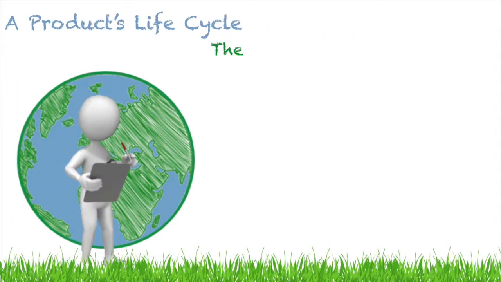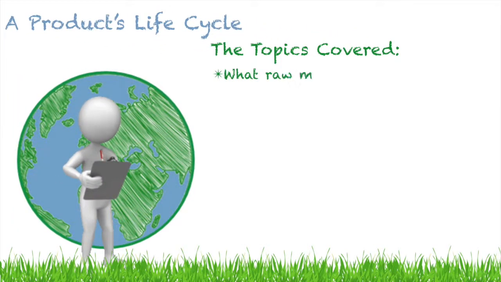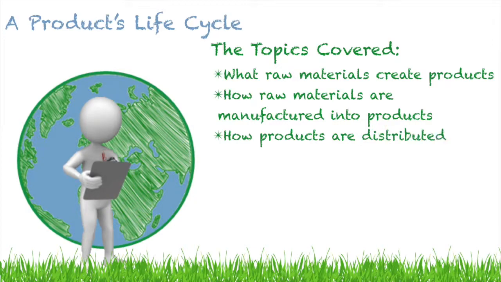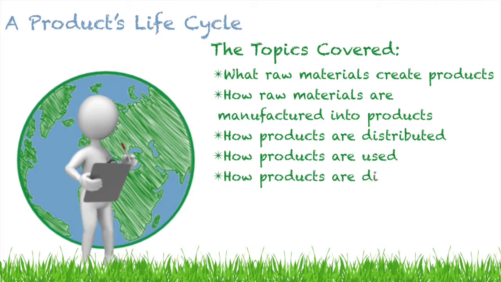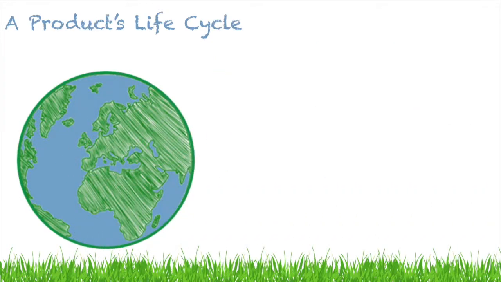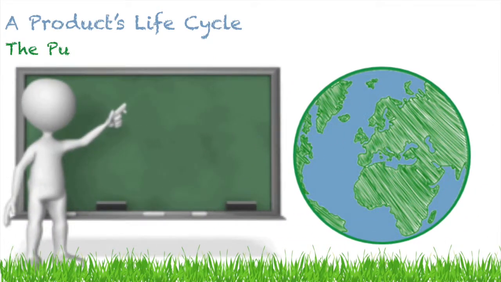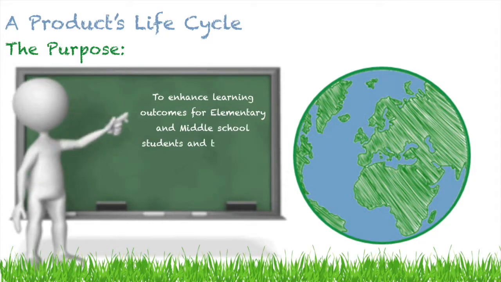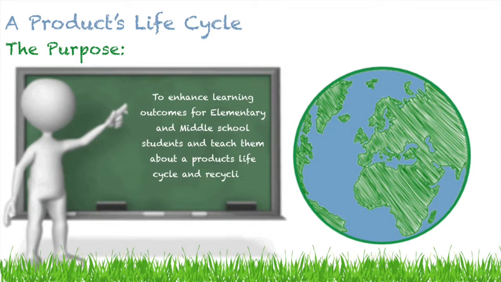The topics that are covered include what raw materials create products, how raw materials are manufactured into products, how products are distributed, how products are used, how products are disposed of, and what products can be recycled or reused. The purpose is to enhance learning outcomes for elementary and middle school students and teach them about a product's life cycle and recycling.